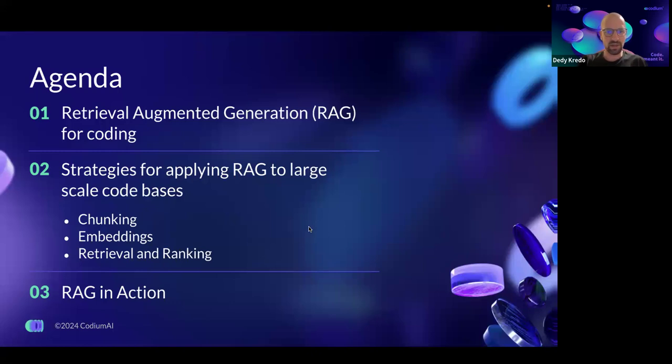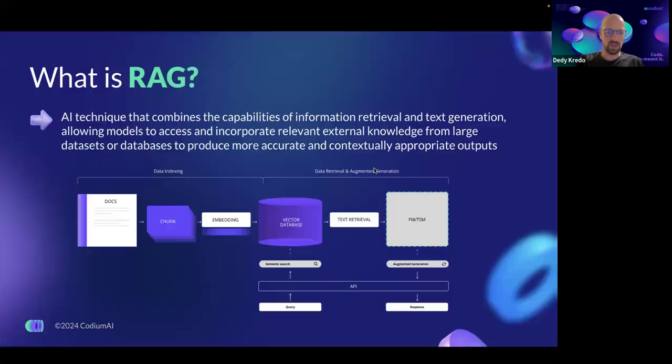Great. So in terms of agenda, I'll start with a very 101: what is Retrieval-Augmented Generation? And I'll touch on it in the context of coding. I'm going to talk about strategies for applying RAG to large-scale code bases, specifically around chunking, embeddings, and then how we do the re-ranking and filtering process. Then I'm going to finish with a quick demo of RAG in action inside of our product. Feel free to ask questions in the chat during the session. Let's make it interactive. And Jerry will read the questions, and we can make it interactive this way.